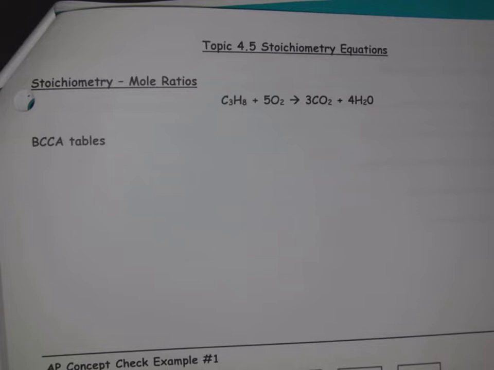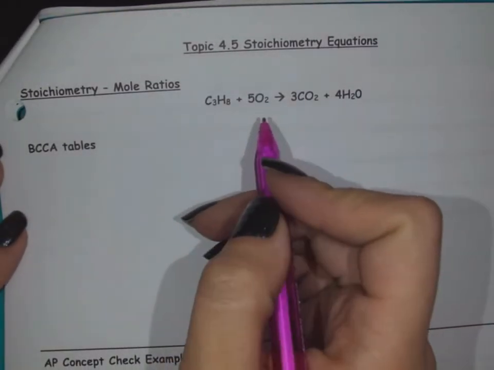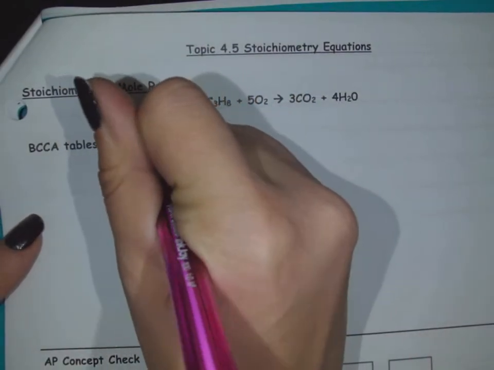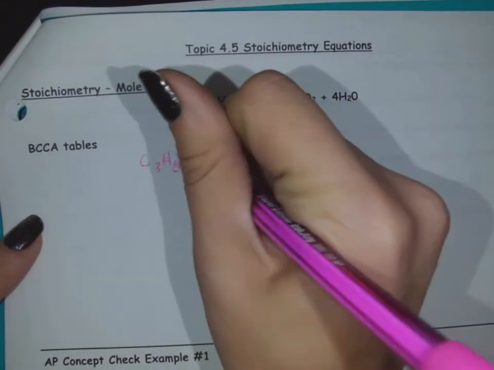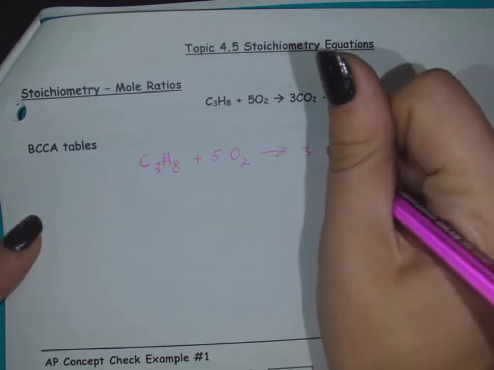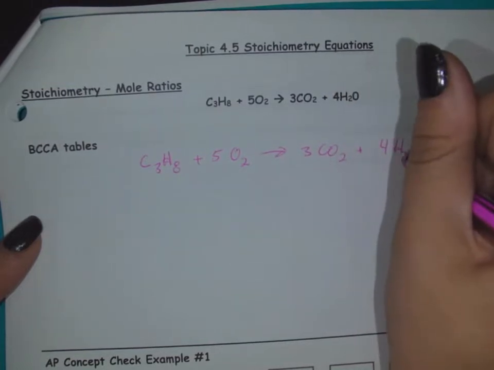We're going to use this balanced chemical equation to describe what a BCCA table is, how it should be used, and then how you can identify when you have a limiting or an excess reactant. First, here's my balanced chemical equation, and I'm going to rewrite it so I can spread it out a little more: C3H8 plus a coefficient of 5, O2, turns into 3 CO2 plus 4 H2O.